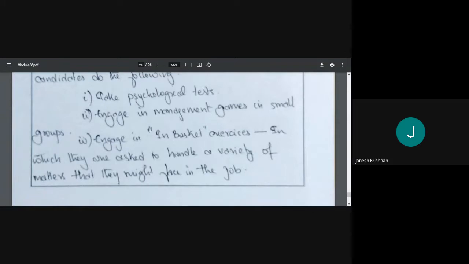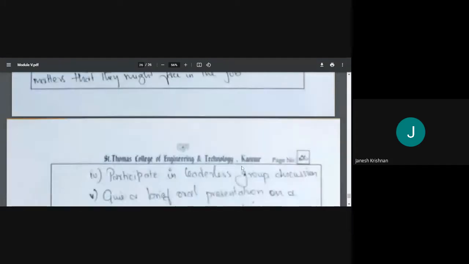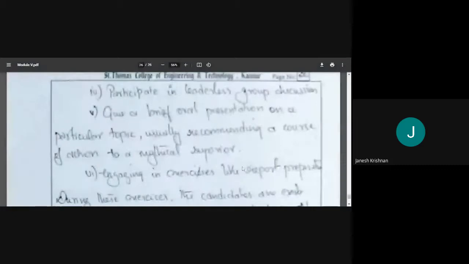Then the other thing is you have to participate in a leaderless group discussion. You take part in a group discussion and give a brief oral presentation. As we know, one of the major personal characteristics required in a manager is good communication. Communication means not only verbal, but also giving reports and speeches. So here you have to give an oral presentation.